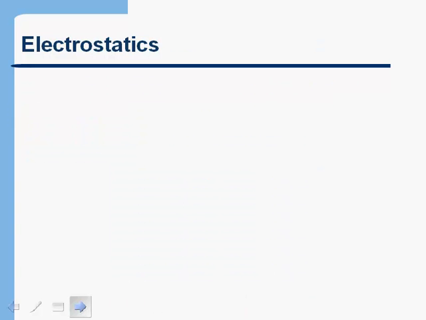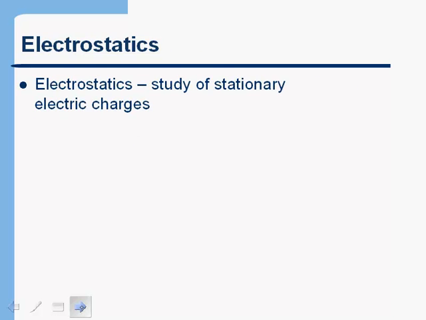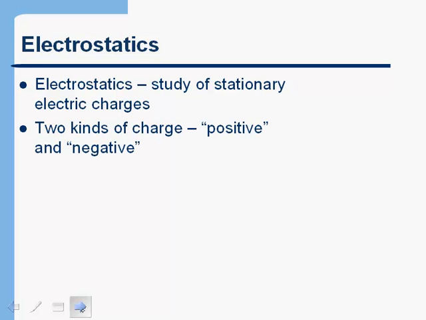Well, let's start talking about electrostatics. Static means not moving, and so electrostatics is the study of stationary electric charges. Now, you already know lots about electricity from previous courses, and one of the things that we all know is that there are two kinds of charge. One type is called positive and the other is called negative. And we actually have Ben Franklin to thank for that naming of positive and negative charges.